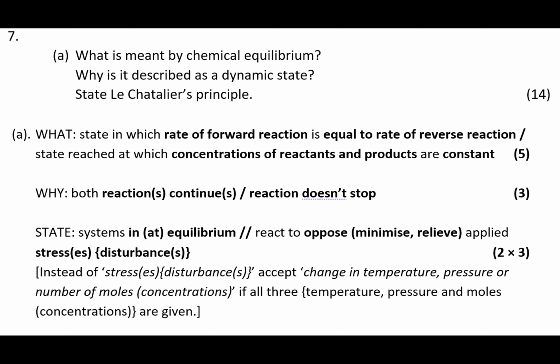Why is it described as dynamic? Because the reactions continue, or the reaction doesn't stop, so 3 marks there. And then on to Le Chatelier's principle: systems at equilibrium react to oppose applied stresses. So you mention equilibrium for 3 marks, and then oppose stresses, say that in some form, outlined in the answer there, for another 3 marks. And you can see the options given underneath it at the end there.